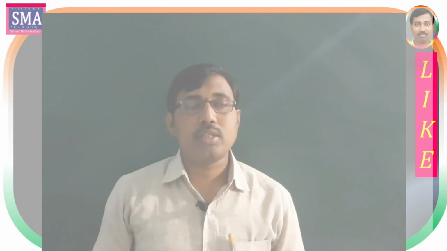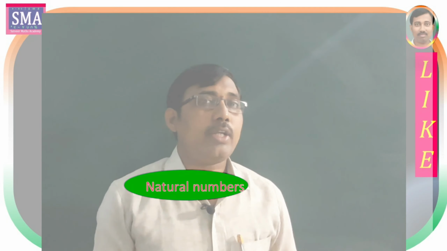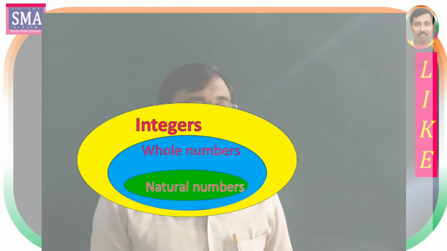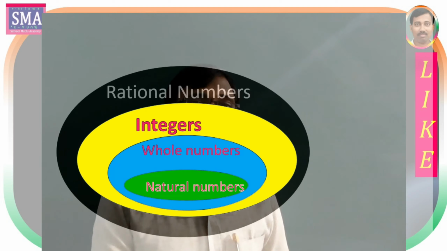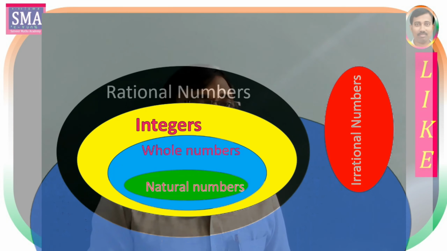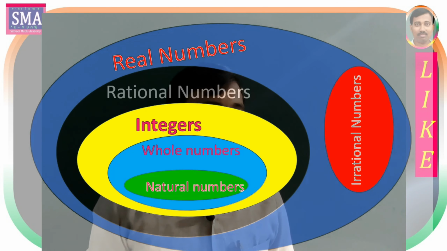First of all, natural numbers. When 0 is included, they are whole numbers. When negative natural numbers are included, they are integers. Fractions and negatives of fractions are included in rational numbers. Irrational numbers too, all are included in real numbers. Next, the last one is complex numbers.